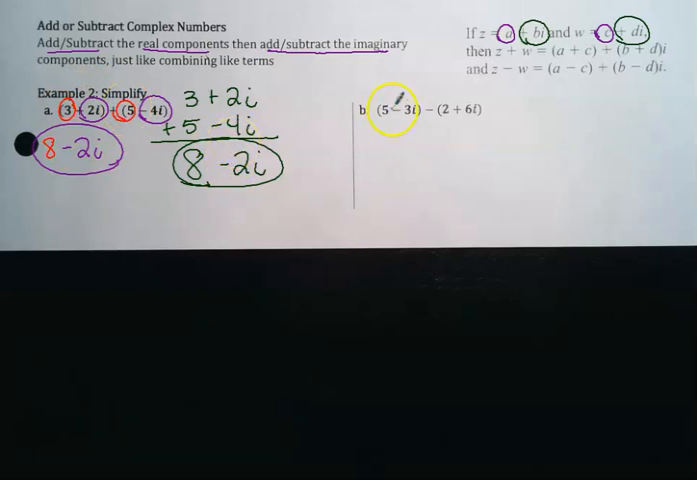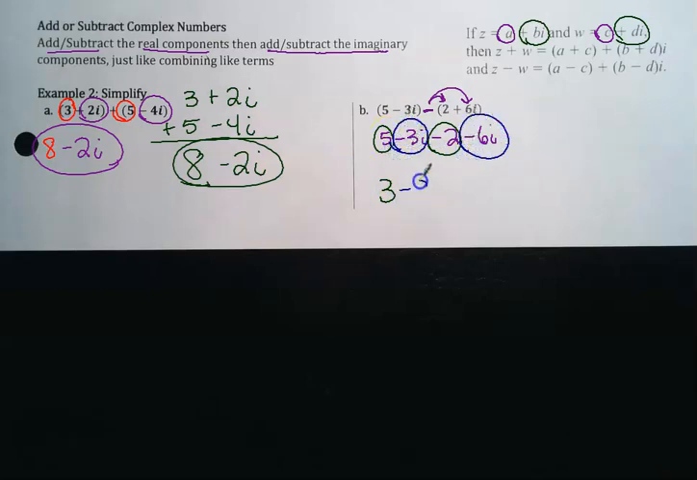Okay, on B, the thing to note is you have a minus sign. So make sure you're subtracting, or if you want to distribute this and rewrite them, you could have 5 minus 3i minus 2 minus 6i. However you want to do it, that's okay. Again, combining like terms. 5 minus 2 is 3. Negative 3i minus 6i is negative 9i. Ta-da! You just subtracted and added complex numbers.